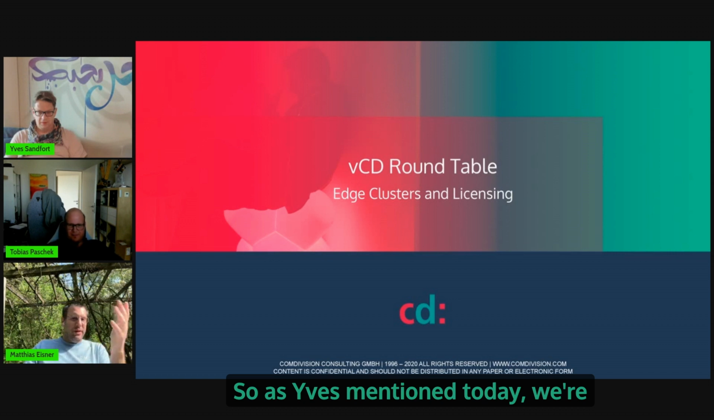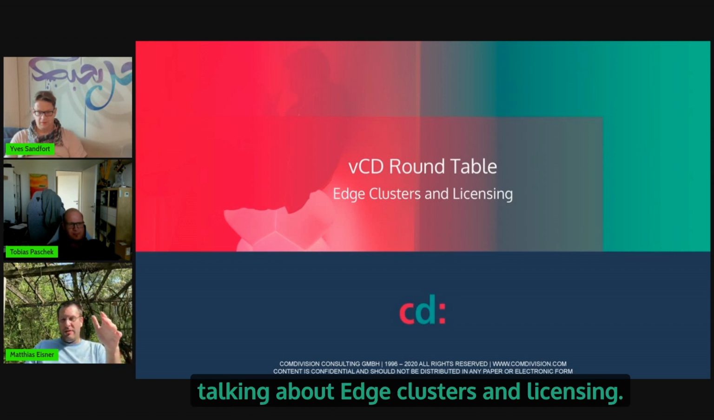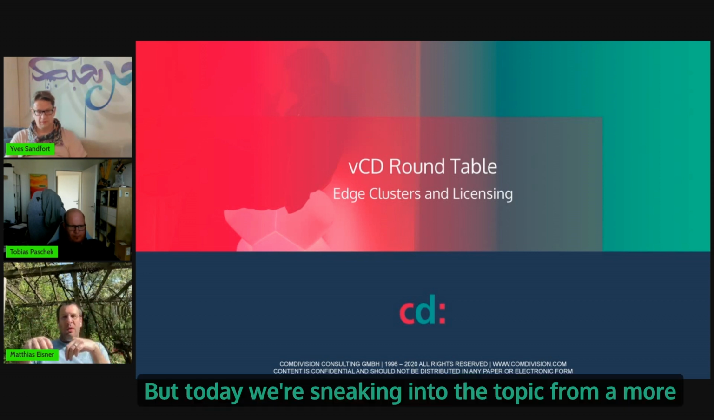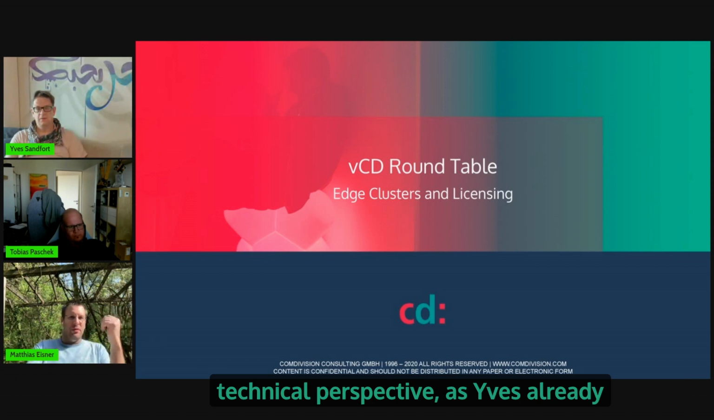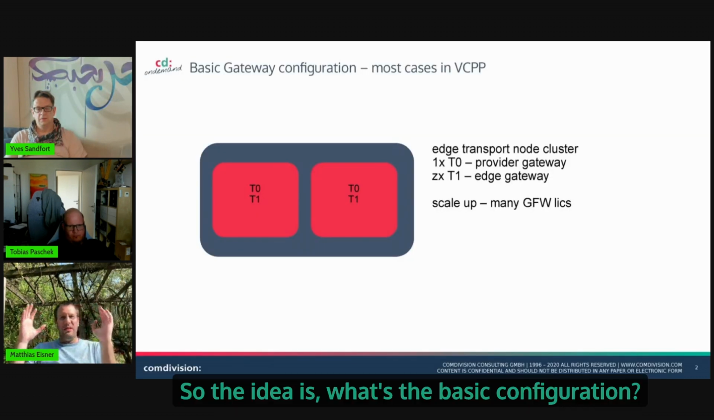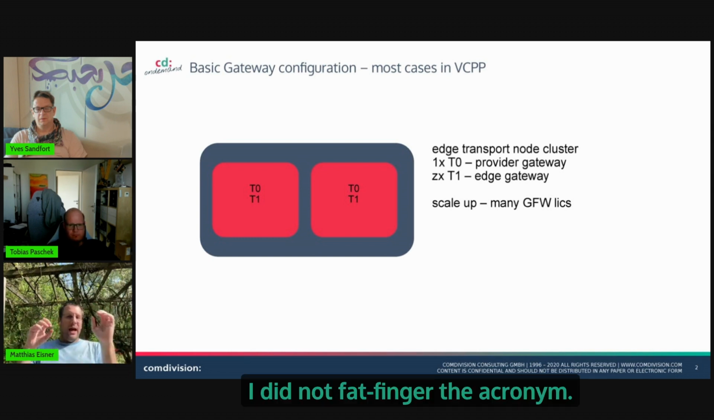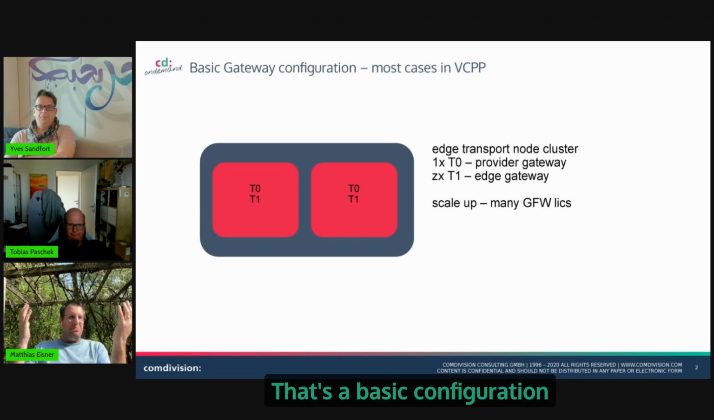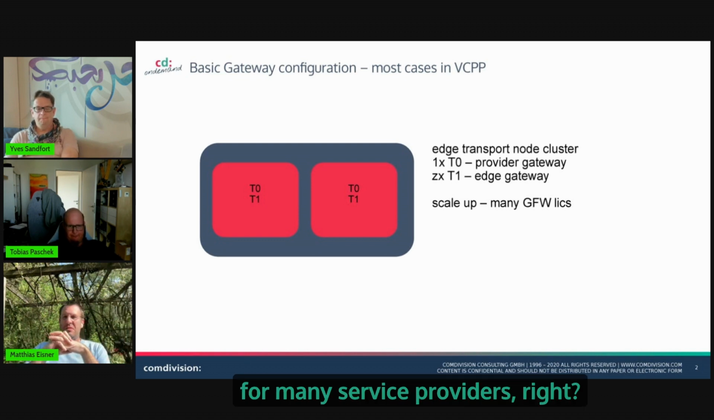So as Eve mentioned today, we're talking about edge clusters and licensing. I know it's again the topic or the term licensing, but today we're sneaking into the topic from a more technical perspective. So the idea is, what's the basic configuration? I did not fat finger the acronym, so I really wrote most cases in VCPP, which was the old model, but that's a basic configuration for many service providers, right?